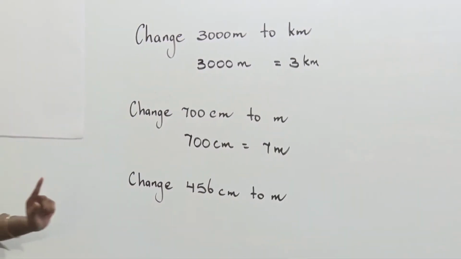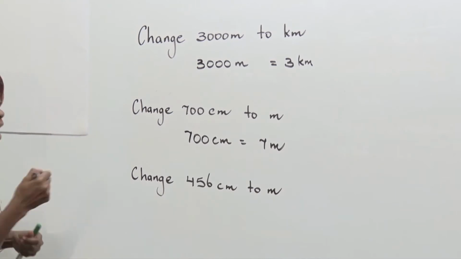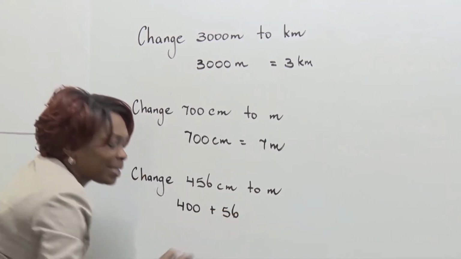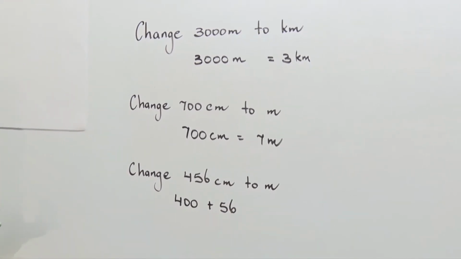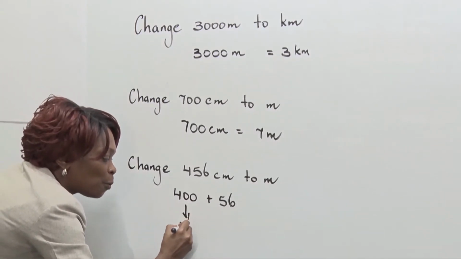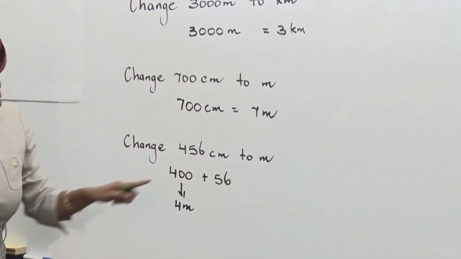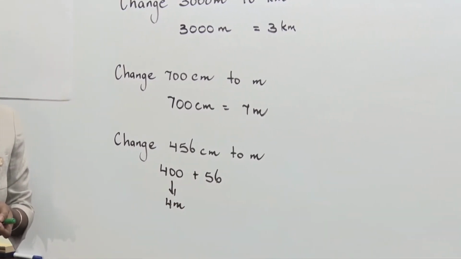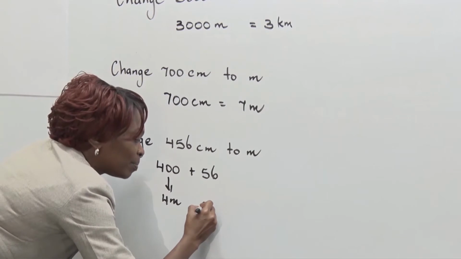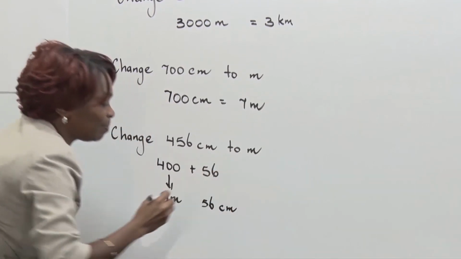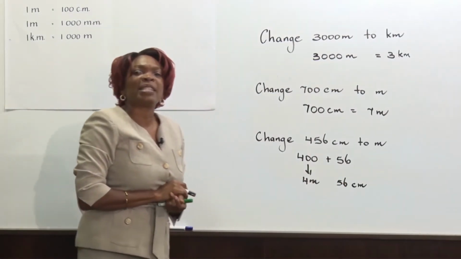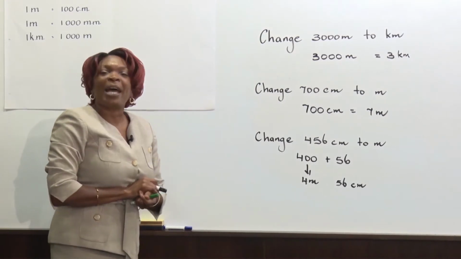What are we going to get? If you look very carefully, we can separate this number into 2 parts. Can we not pull out the 400 and keep it apart from the 56? Yes. So we can say that the 400 centimeters will give us 4 meters. And the 56 centimeters, it's less than 100. So that will remain as centimeters, won't it? Interesting, isn't it? If we were to change this to a decimal, I wonder what we would do.